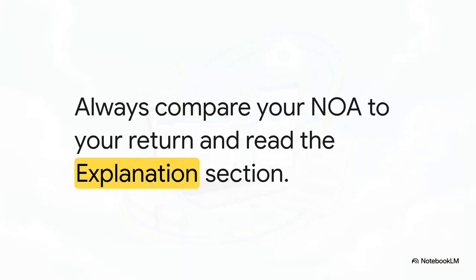Compare your new NOA to your original return. If the numbers are different, the CRA isn't trying to trick you. They will tell you exactly why right there on the page in a section literally called Explanation of Changes. It'll tell you if a credit was denied, if they caught a math error, or if they found a tax slip you completely forgot about. Knowledge really is power here.